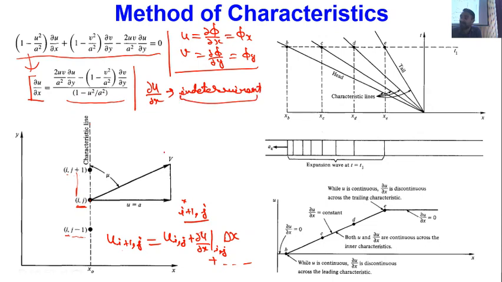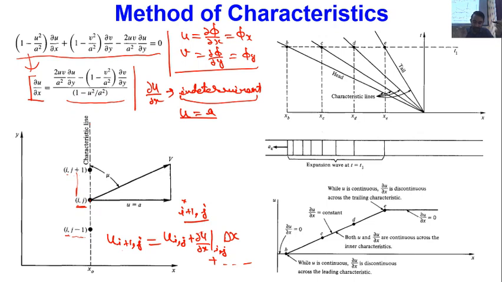Okay, it can become indeterminate if my u is equal to a at point ij. Is this one clear? If u is a, then it will be 0, and 1 by 0 will be infinite. So the value of del u by del x will become indeterminate, either discontinuous or indeterminate.